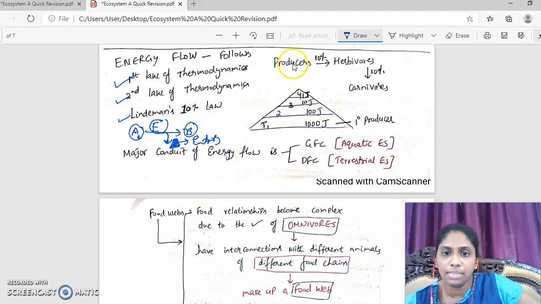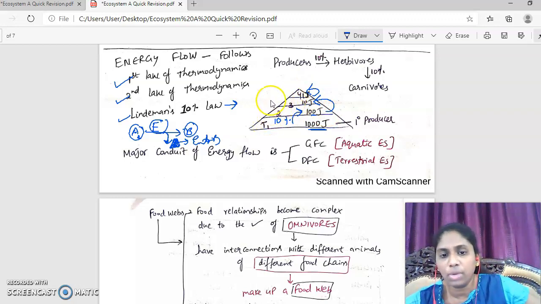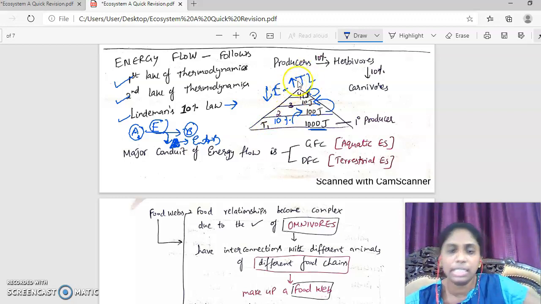Now, if you can see this trophic level 1, trophic level 2, trophic level 3 and 4. Here the producers, the primary producers, the plants for example, have 1000 joules of energy. By Lindeman's 10% law, only 10% of energy goes to the next higher level. 10% of 1000 is 100. Of the 100 joules, only 10% goes to the next level. Of this 10, only 10% goes to the next. So as you go ahead in the trophic levels, what is happening? The energy is decreased. That is why we don't have more than 4 to 5 trophic levels.